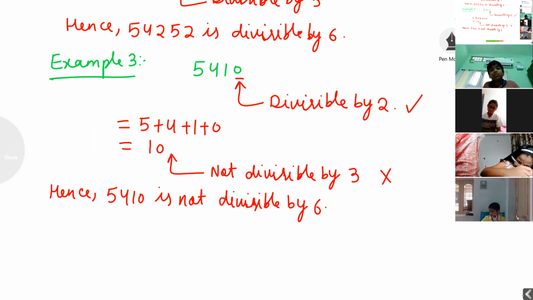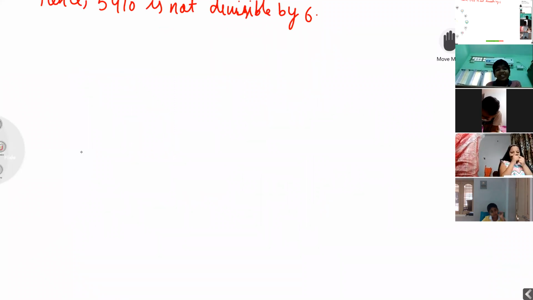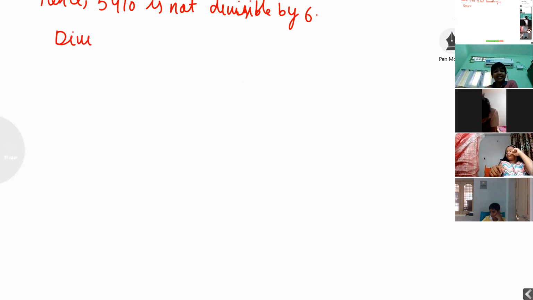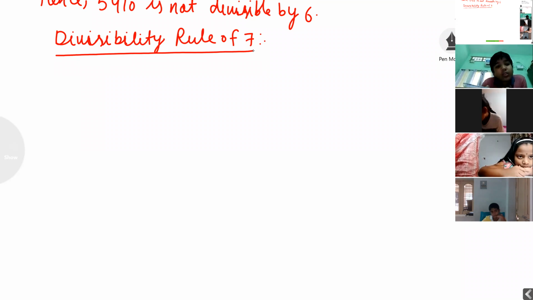Next, divisibility rule of 7. Actually, students, this concept is not in your syllabus, but I am teaching it, don't worry. Divisibility rule of 7.